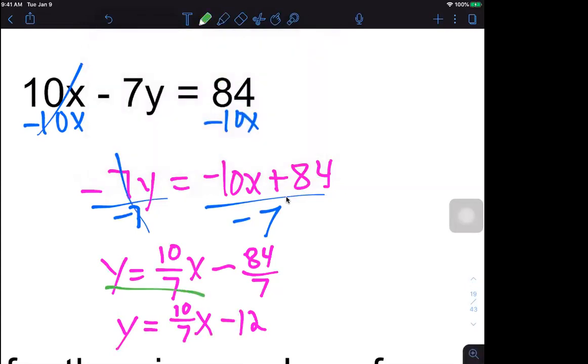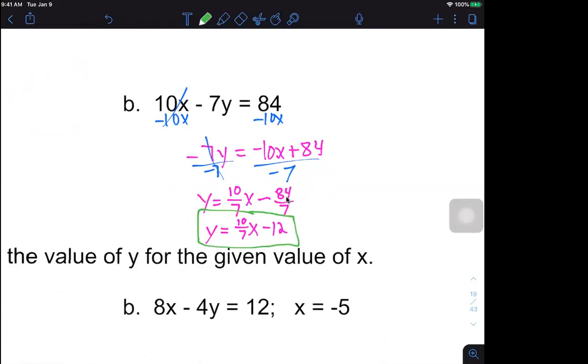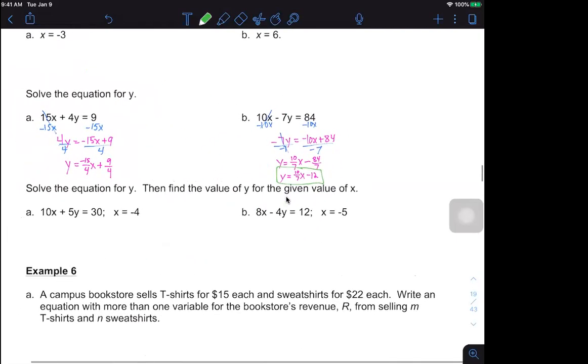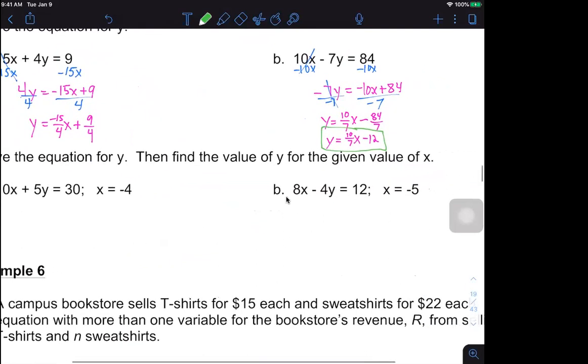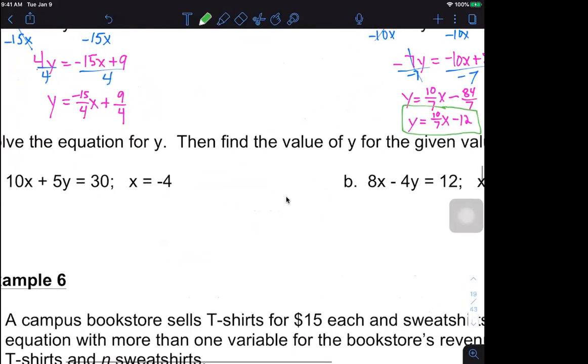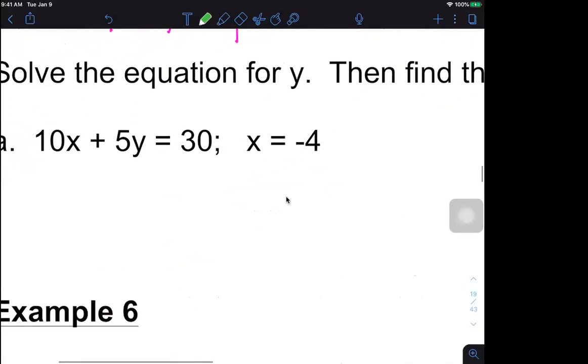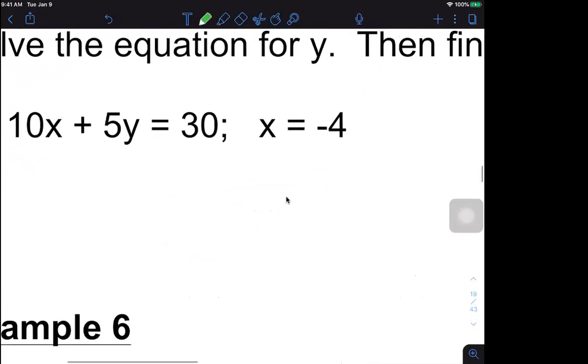We are solving for y. And you'll see, especially when we get in the section with graphing, why it is important to have it in this form right here, slope-intercept form. We'll talk about that in our next section. So we're going to look at one more example with A and B, and then we're going to get started on the homework. So we should have plenty of time to get that going. It says solve the equation for y, and then find y for the given value. So it's just like the ones we did above. We'll move through this pretty quick so that we can get started on the homework here.